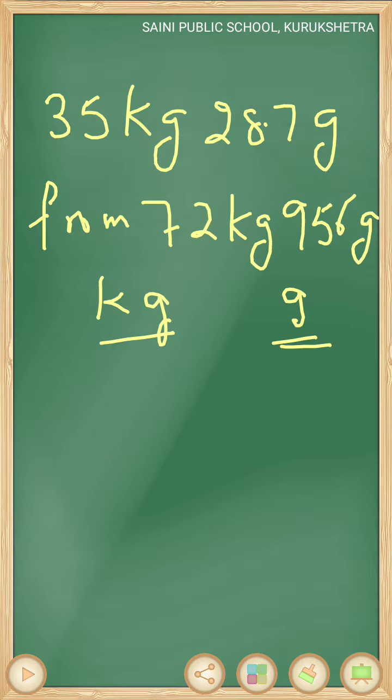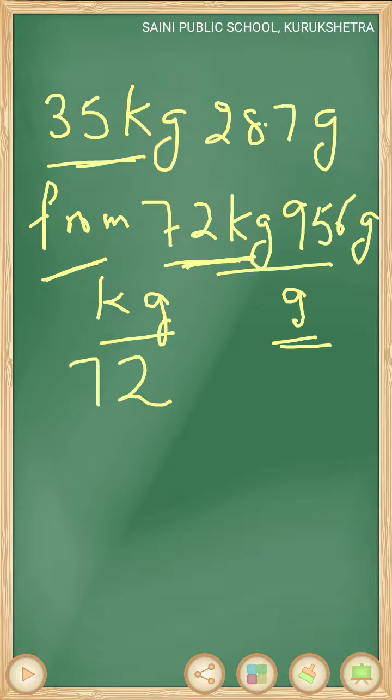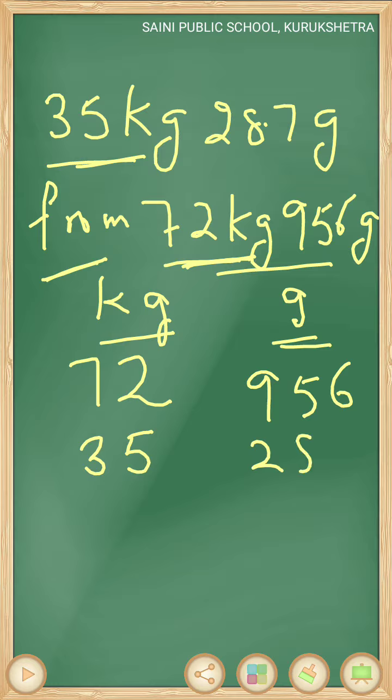Kilogram is the bigger unit, so first we will write kilogram, and then gram. Now again first of all we will compare which number is bigger. Here is 35 kilogram and here is 72 kilogram. We compare the bigger unit. This number is bigger, and you can see this number is given after "from". So this number is bigger. First of all write this number, 72 kilogram, below kilogram, and 956 gram. Second number, 35 kilogram and 287 gram. Put a sign of minus here.